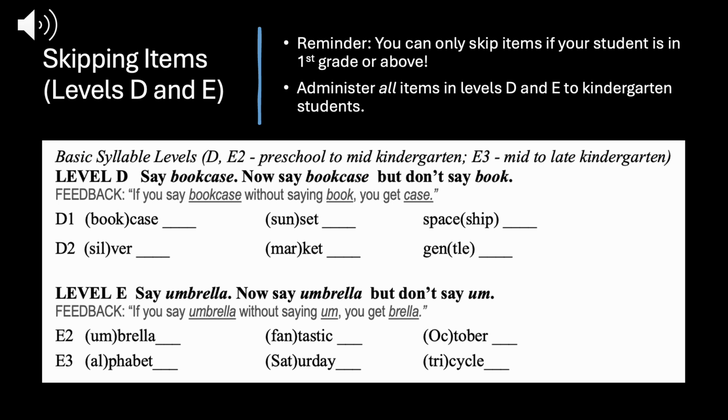However, you should be aware that if you are assessing a child in kindergarten, you should ask them to respond to all items in levels D and E. You can skip items if your student is in first grade or higher. If a student gets the first item on the line correct but their response is not automatic, you should ask them to say the next 2 items on the line. This applies for D1, D2, E2, and E3.